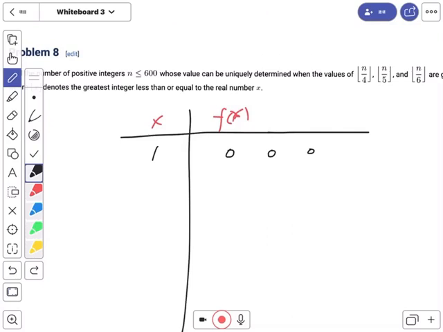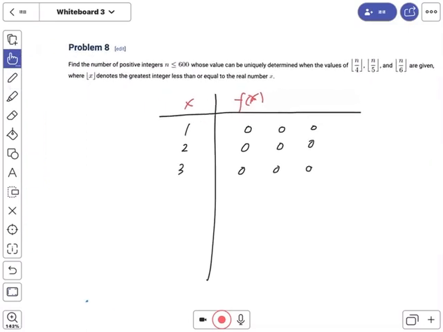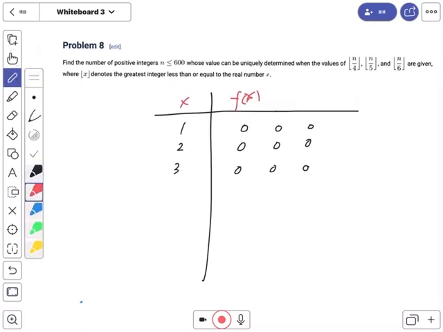So 2, we also have three zeros. 3, we also have three zeros. Now what about 4? For 4, we're actually going to have some change. We're going to have one more when n is divided by 4. The floor value when 4 is divided by 4 is equal to 1, and for any others, it still does not change.